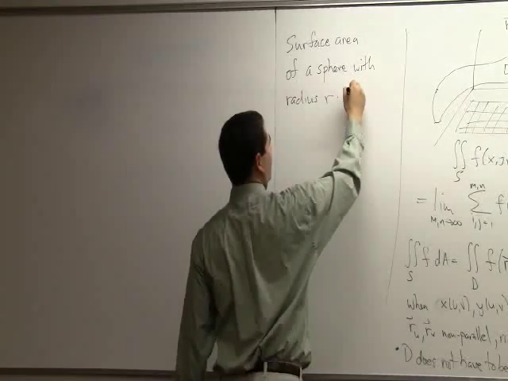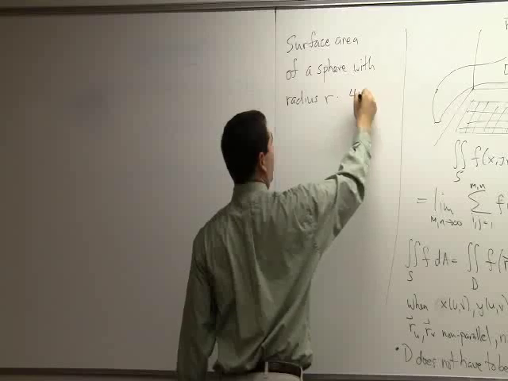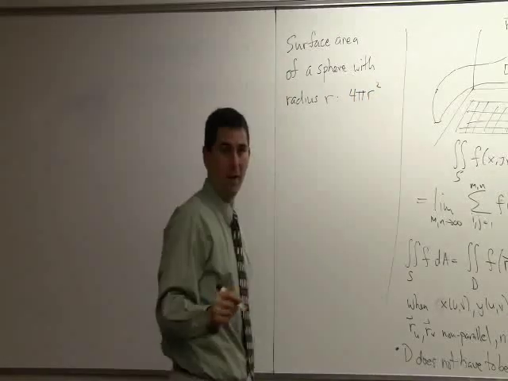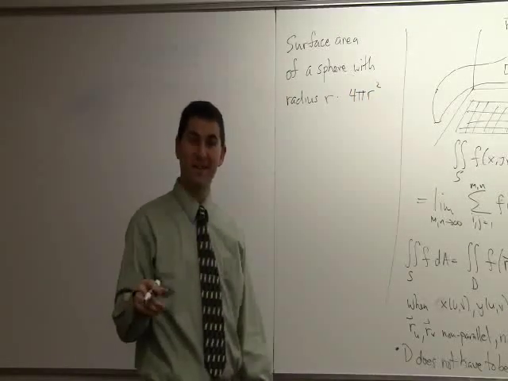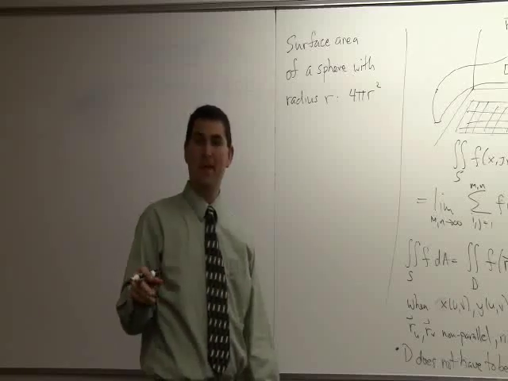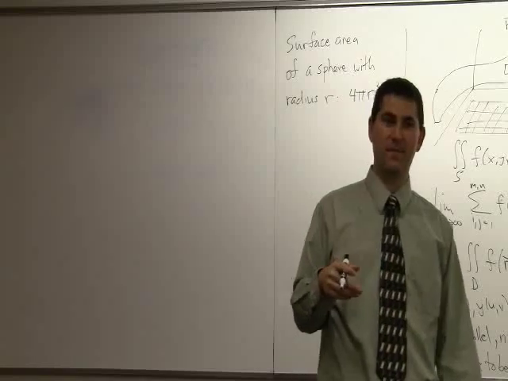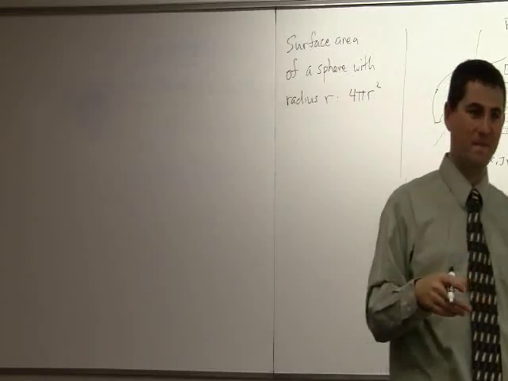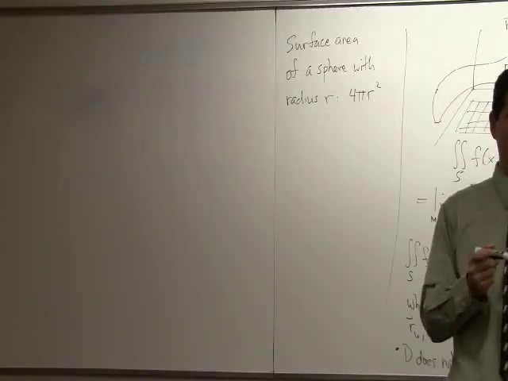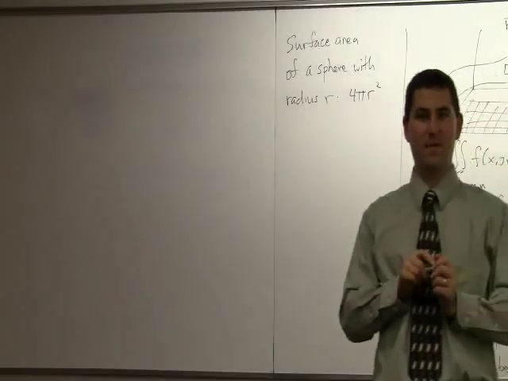All right, so what is it? It's 4 pi r squared. How can you always remember it? The surface area is the derivative of the volume. Or if you like, the volume is the antiderivative of the surface area.